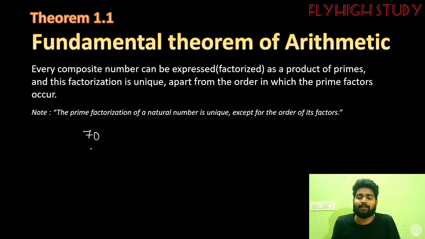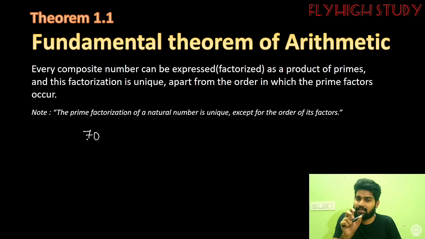Take the example of 70. 70 is divisible by 10 also, and 5 also. You can easily tell that it is not a prime number. 70 is a composite number. So what do I do now? Prime factorization. You have already learned this in previous classes. Prime factorization means you keep dividing the number by only prime numbers.